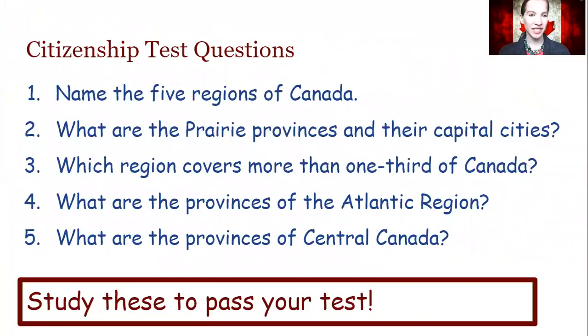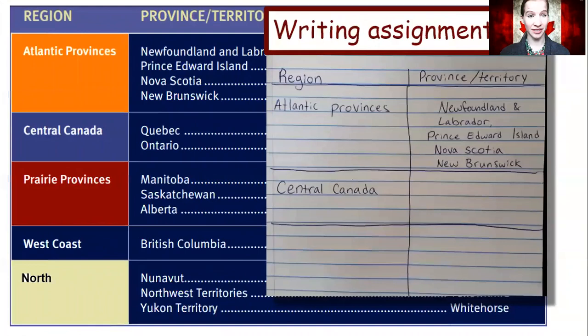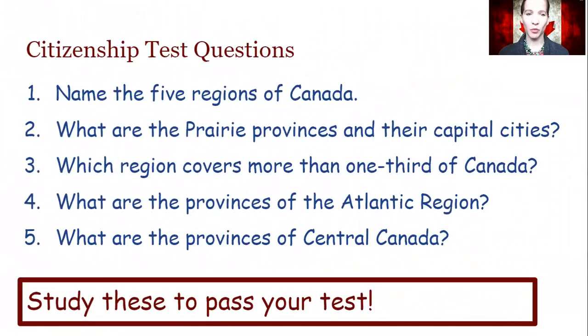Number four, what are the provinces of the Atlantic region? You have to look. Atlantic provinces. Oh, Newfoundland and Labrador, Prince Edward Island, Nova Scotia, New Brunswick. And number five, what are the provinces of Central Canada? Study these to pass your test.